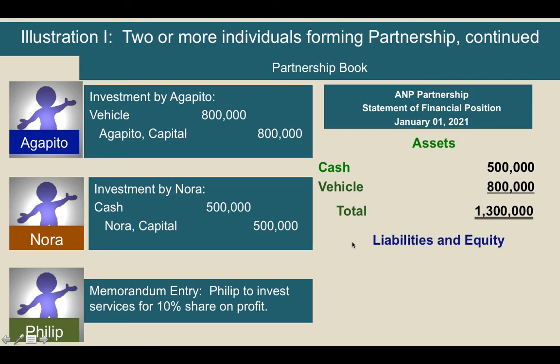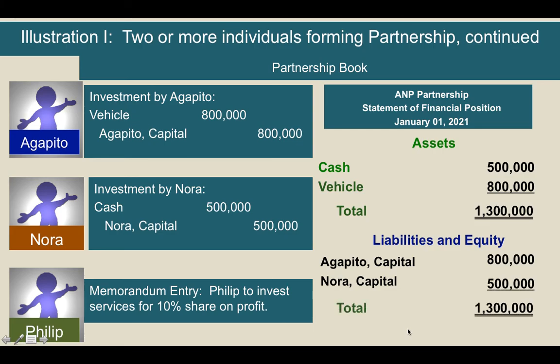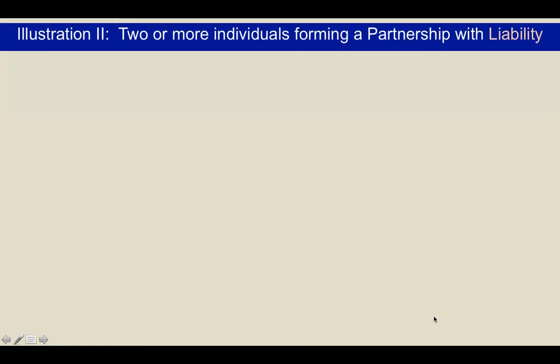Okay? For our liabilities and equity, we don't have any liability yet. So our equity will be Agapito capital of 800,000 and Nora capital at 500,000, for a total of 1,300,000. Of course, Philip will not have any capital here because he will only contribute his services. Okay? So that's it. This is the statement of financial position. Let us have a second illustration.